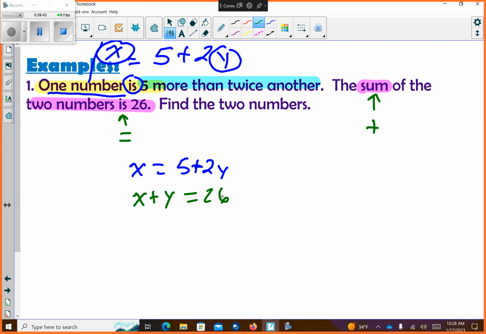Substitution. Substitution is correct. Thank you. So I know this is going to replace here. So I'm going to replace x with 5 plus 2y. I'm going to bring down this other y.